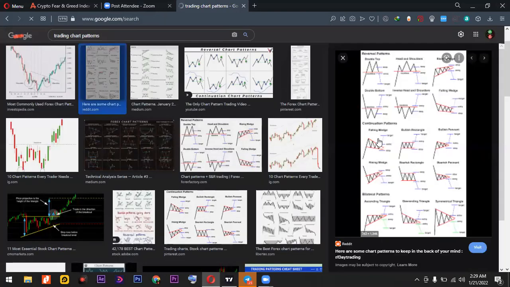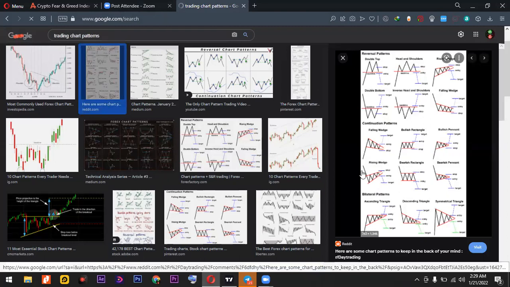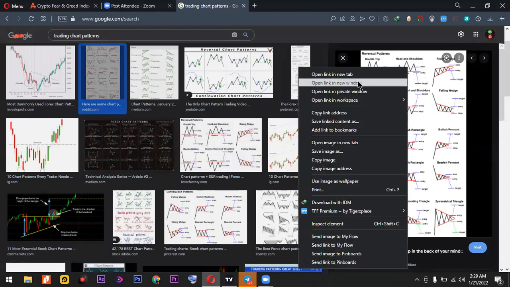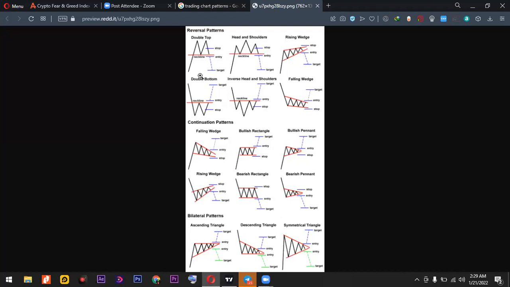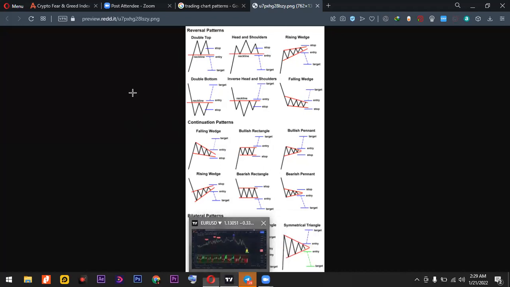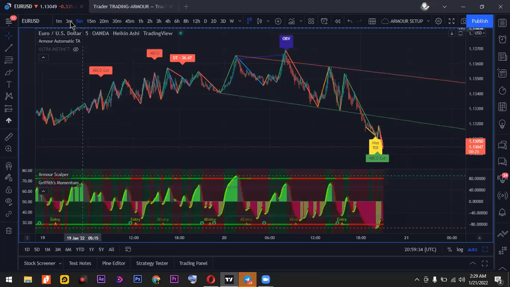So here are the patterns where the market works according to these patterns. So forex, stock market, and crypto, these patterns work in all markets. Even if you don't know how to draw these patterns, the indicator does the job for you. If you look at this automatic chart patterns, all different time frames will give you different patterns.